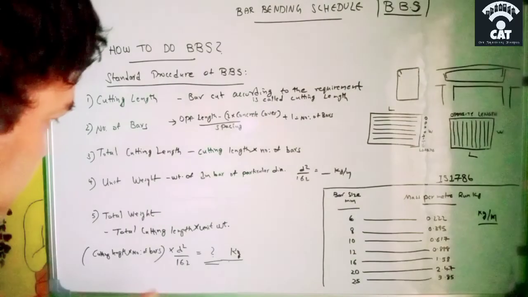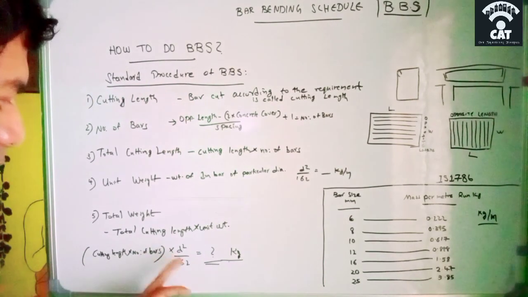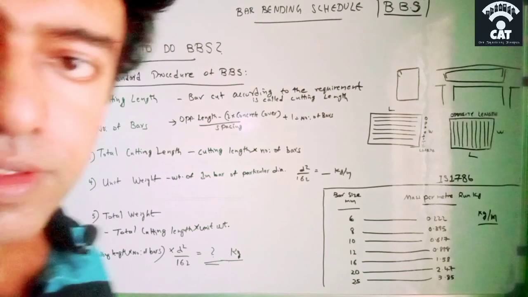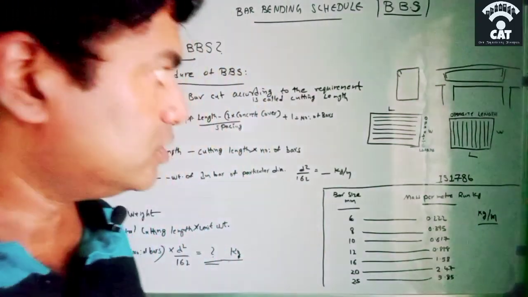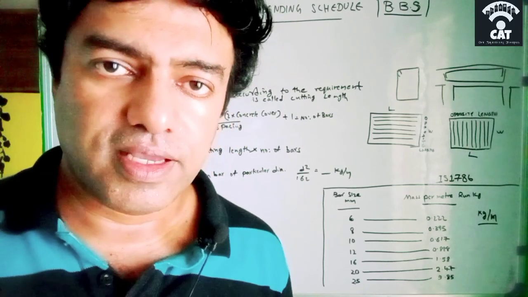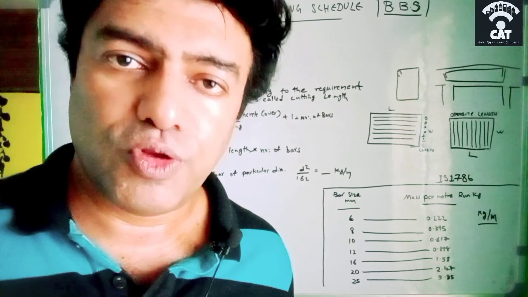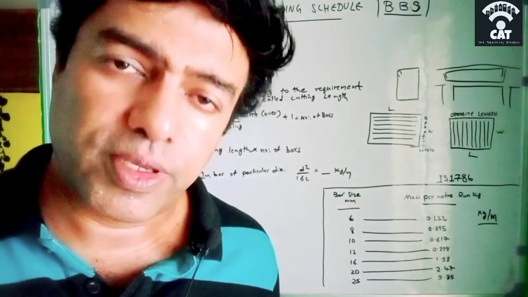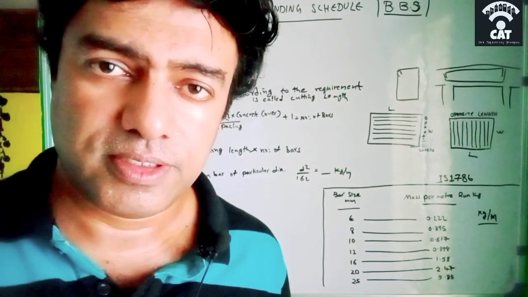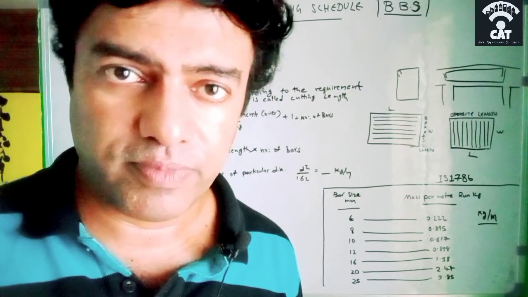Again I will show you: cutting length into number of bars into d square by 162 will give the total weight of the steel. So this completes the BBS of any concrete steel reinforcement. If you know these 5 items, you can do the BBS of any structure. I hope you understand what BBS is and how to do it, the standard procedure of BBS.